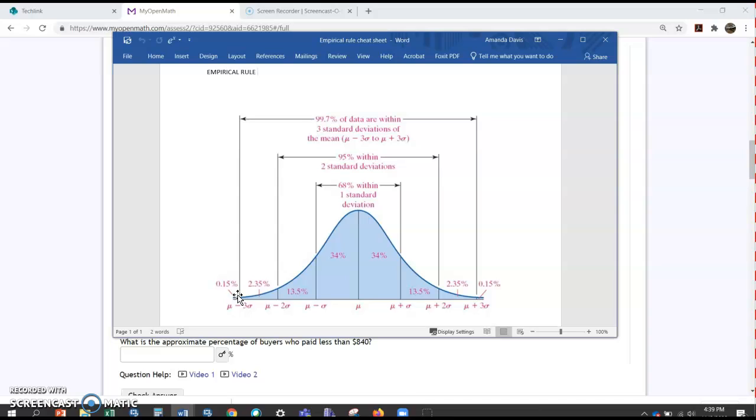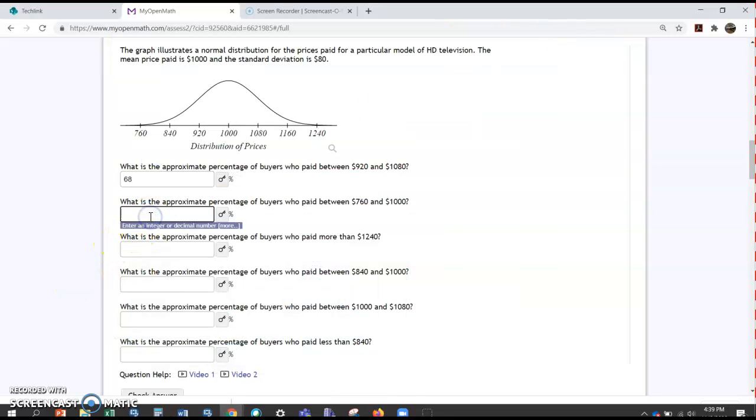I just lost my train of thought for a second. 47.5 plus 2.35 gives me 47.85. Is that correct? I believe so. I'll double check that. Oh, 49.85. Okay, I lost the 2 on that one.